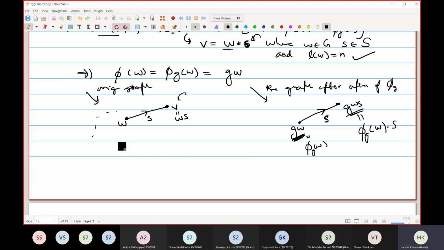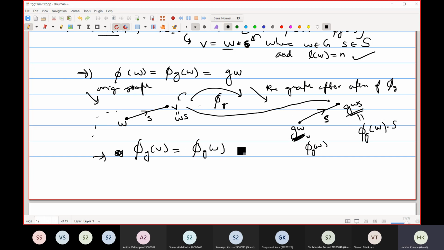Since both these edges are unique in that way, when we apply this image here of phi G, this vertex must essentially go to this vertex. So phi G of V is equal to phi G of W times S, which is equal to GWS, which is equal to GV, right? Sorry, my bad. We are applying phi here, so the graph after the action of phi.